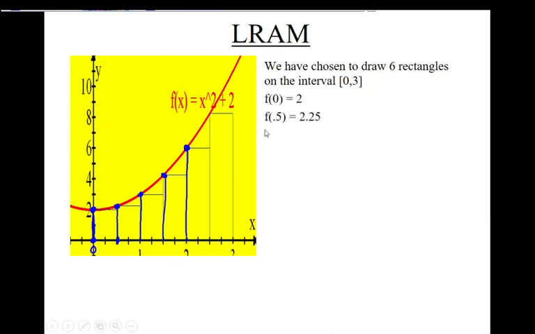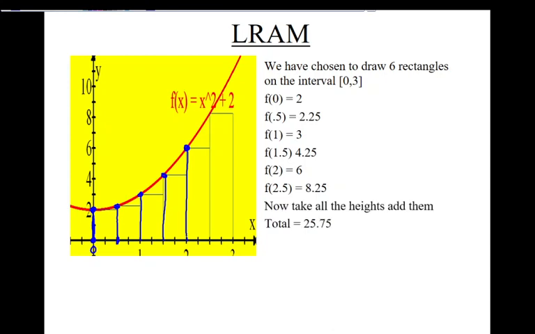My height is 2. Plug in now 0.5. This should be the same number because I just did it from the last one. So basically all the rest of these numbers are the exact same values from my last one. Now, these are the heights of my 6 rectangles. So just like the last time, I'm going to take all the heights and add them together. So my grand total of heights is 25.75.